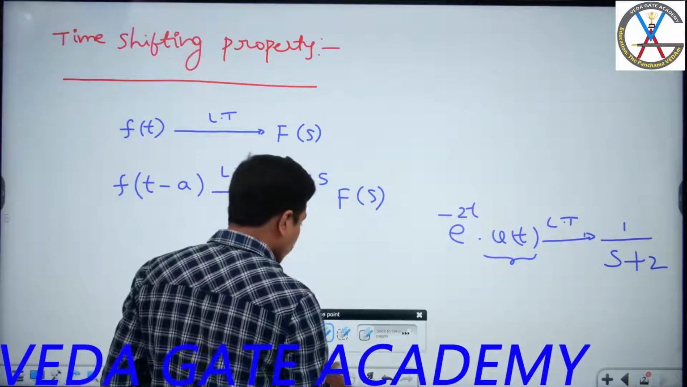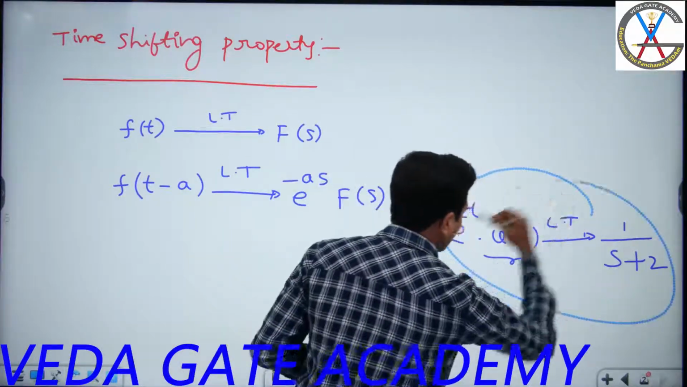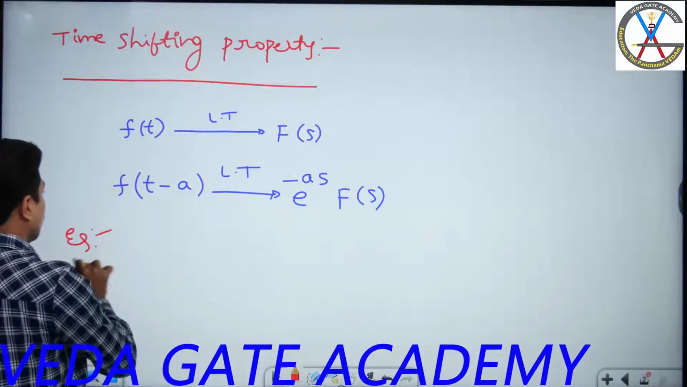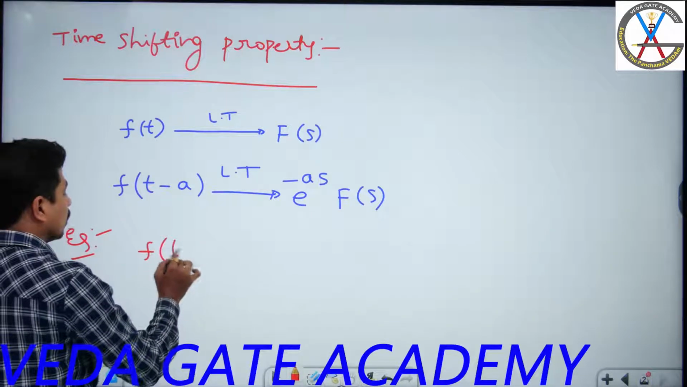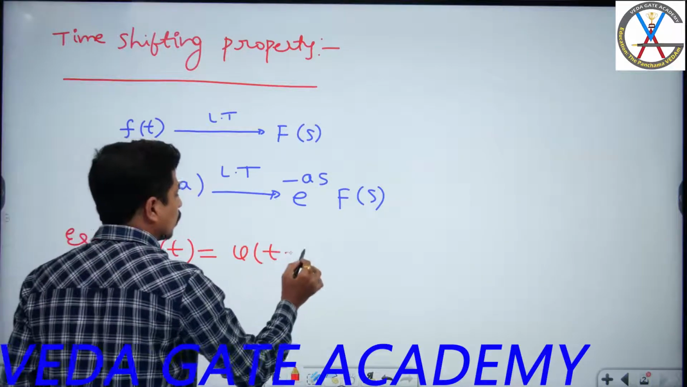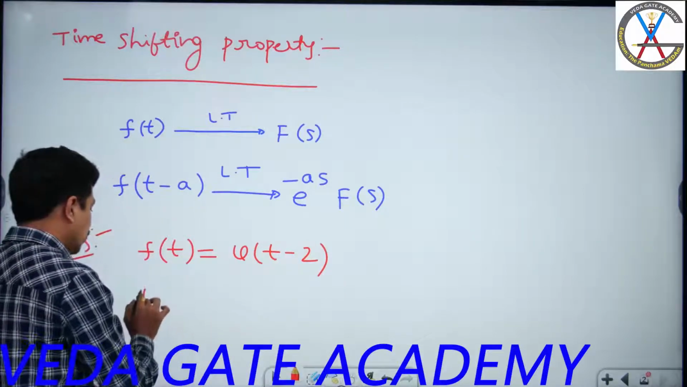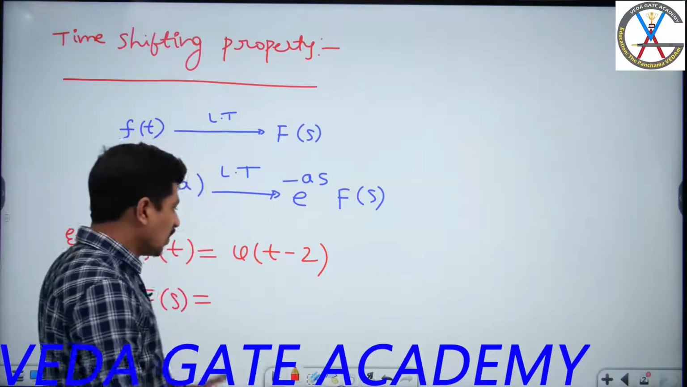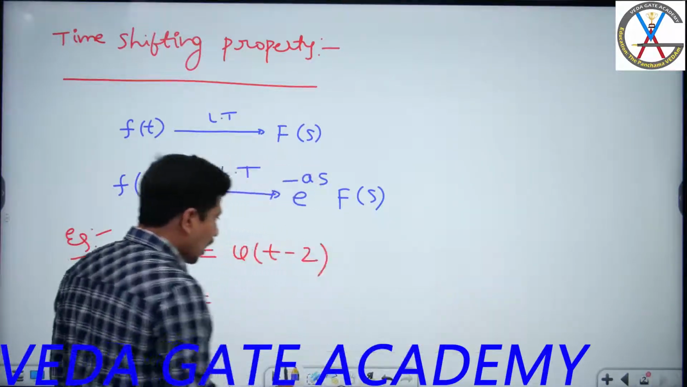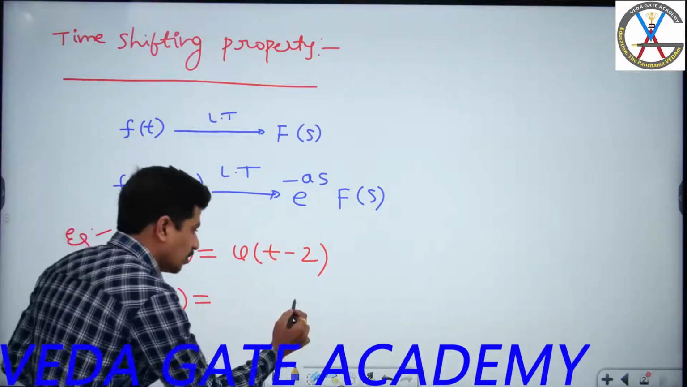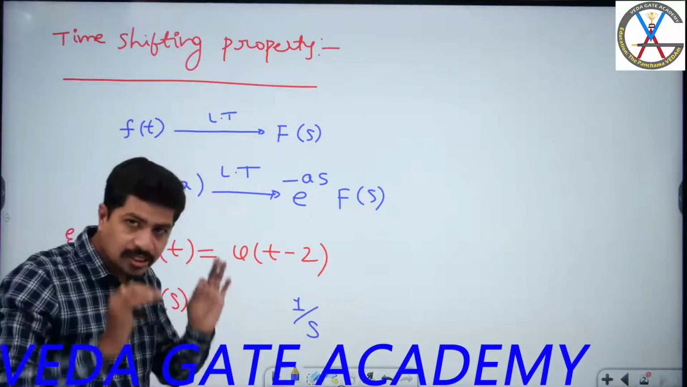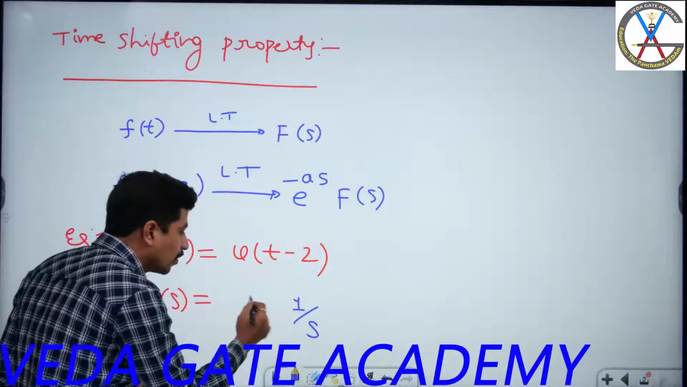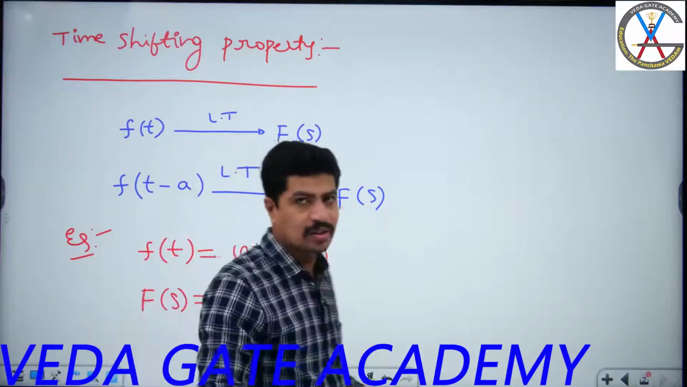Let's see an example to get good clarity. f of t is equal to u of t minus 2. What is F of s? He is asking to find the Laplace transform of the given signal. It's very simple. U of t Laplace is 1 by s. That's the first step. Forget about this minus 2. As I have minus 2 here, we are going to get e power minus 2s. That much simple it is.